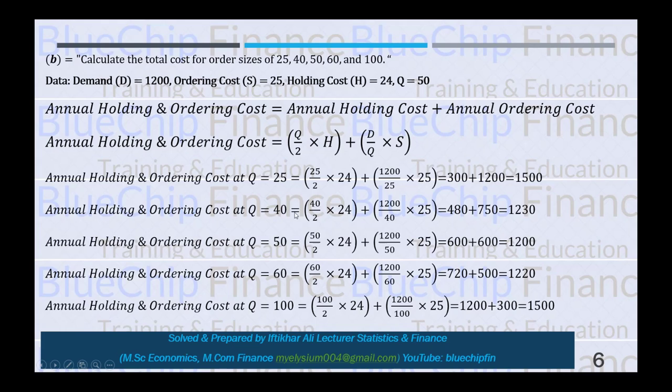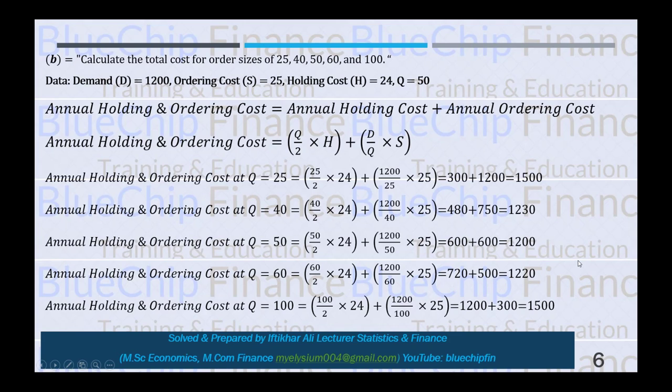So your annual holding and ordering cost at Q 25 is 1500. Similarly at 40, it equals 40 divided by 2 multiplied by 24 plus 1200 divided by 40 multiplied by 25, and finally it equals 1230. And for the next levels, 50, 60 and 100, in the same way we can calculate annual holding and ordering cost.